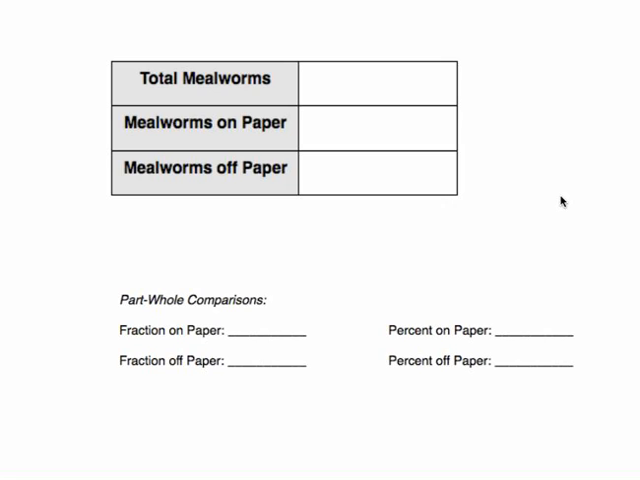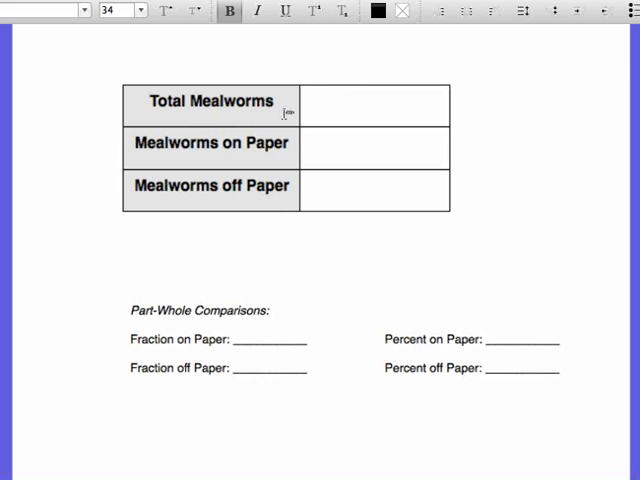In the example I did, when I put several mealworms on paper and watched them for 5 minutes to see how many went below paper or stayed on the paper, I used 15 mealworms total, and after 5 minutes time only 4 of them were on the paper and 11 of them went off the paper or below the paper.